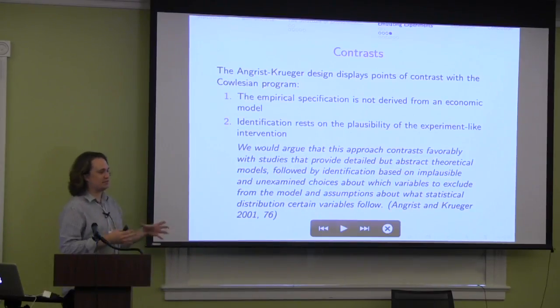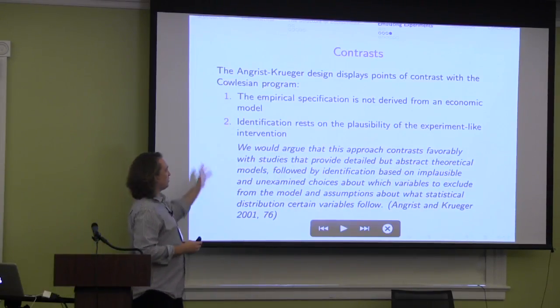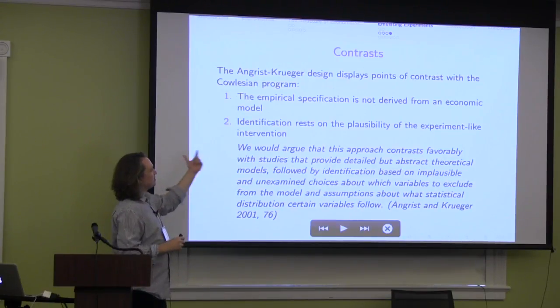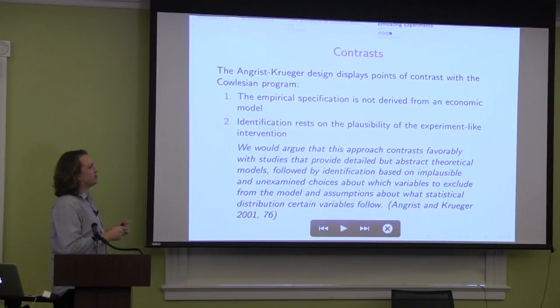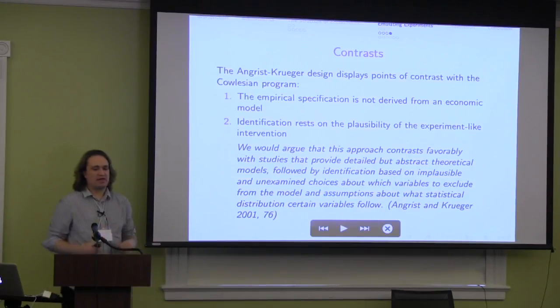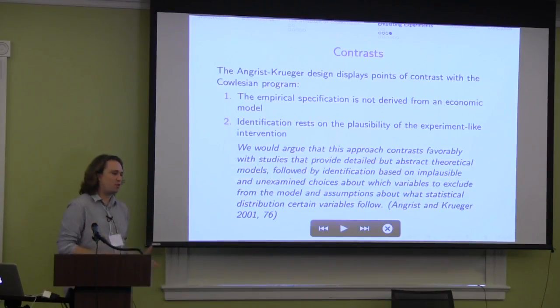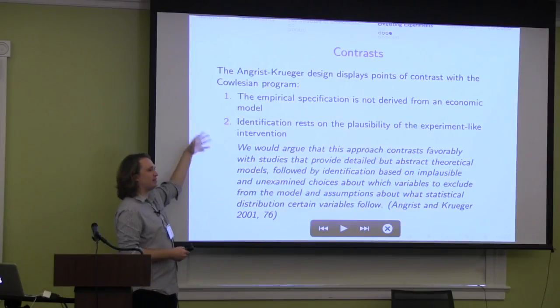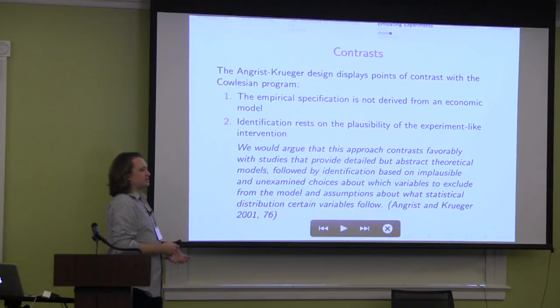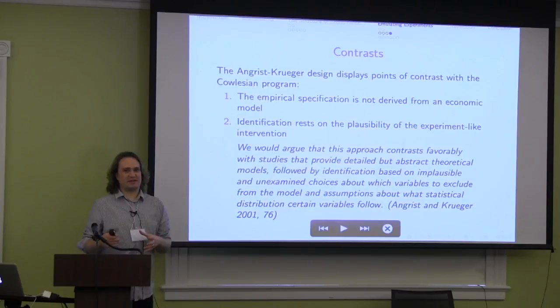Really, the model is this linear regression, and the second part of this is that we have this identification strategy. The identification here rests on the plausibility of that experiment-like intervention. In other words, I think this is the way Angrist and Krueger would phrase it, the behavioral assumptions required for this to be a valid estimate of the returns to schooling are much weaker in this case than in the Willis and Rosen case. And it's important not to underemphasize that appeal, I think.